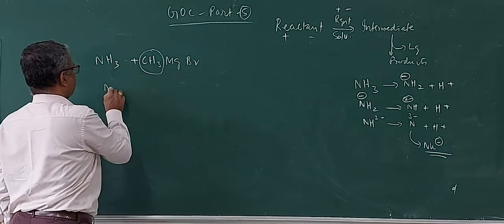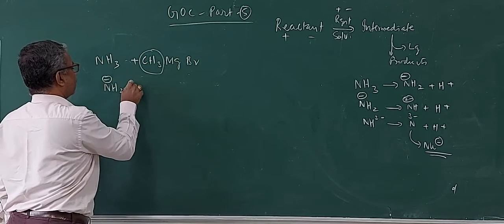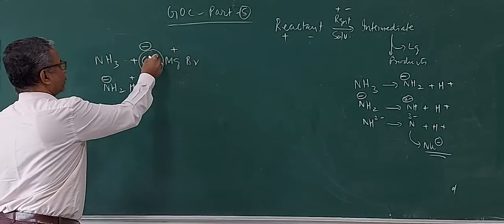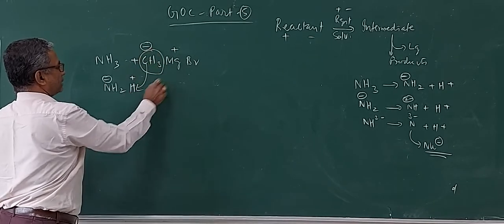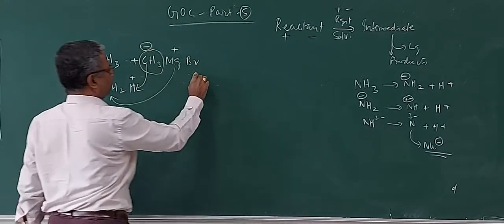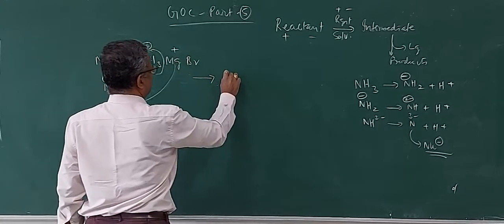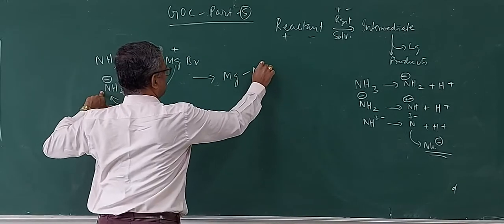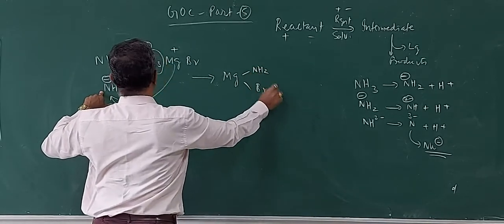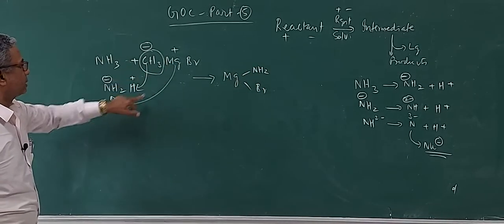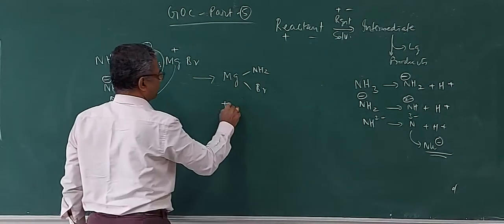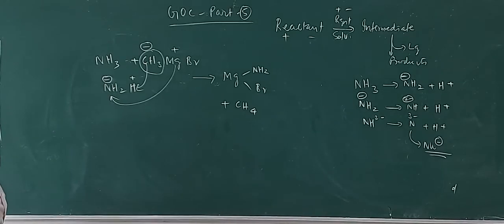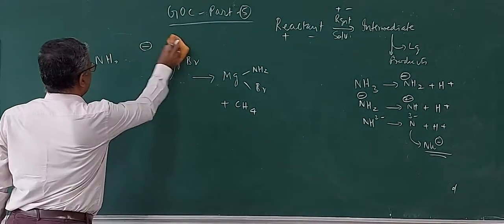So in this case, if you generate plus minus like this, NH2 minus and H plus, this is minus and this is plus. So this will get attached here, and this will get attached here. So what will be the product? The product will be Mg, with this NH2 coming and attached here, and the Br here, and then this CH3 will come and attach to this H, giving CH4. So like this you can predict the product of any reaction.